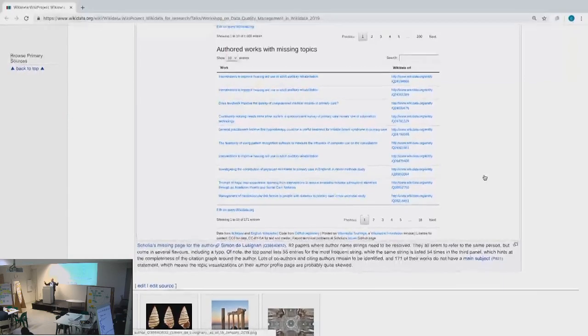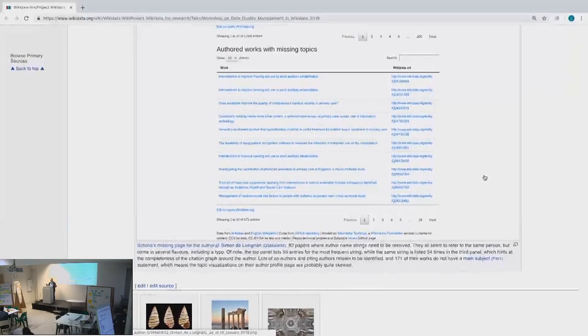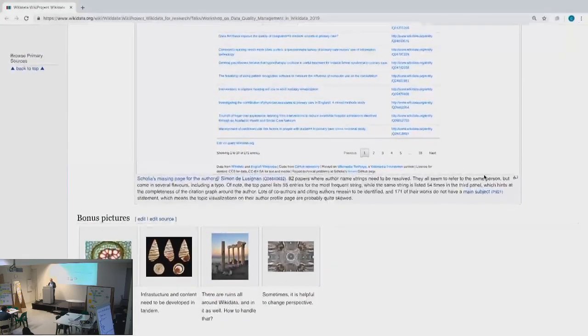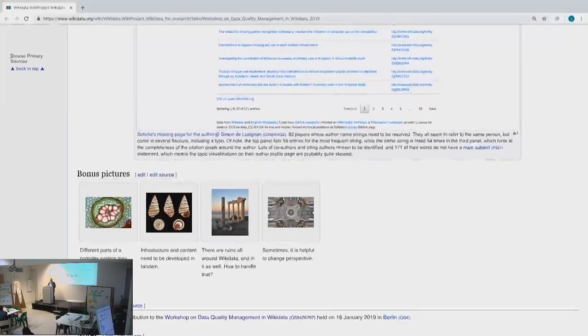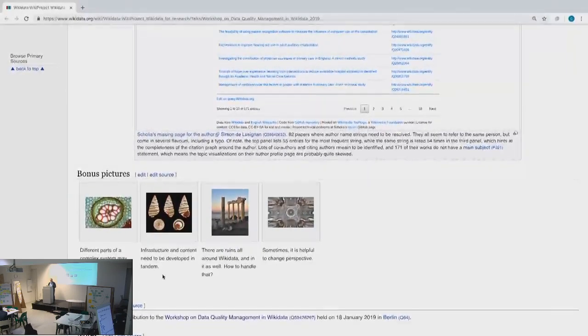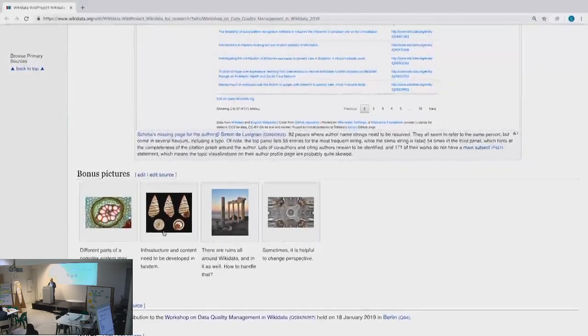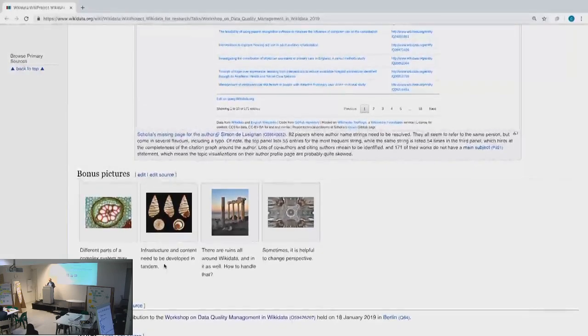Now that we have all the things that we've discussed here today in mind, I would basically like to invite discussion, and in order to stimulate discussion a bit more, I have a few bonus pictures. So the first one is to signify that different parts of a complex system may well need different approaches to data management or data quality. Infrastructure and content need to be developed in tandem, as exemplified by these snails, because if just one is well developed and the other is not, then it just doesn't work. So they really have to develop together.